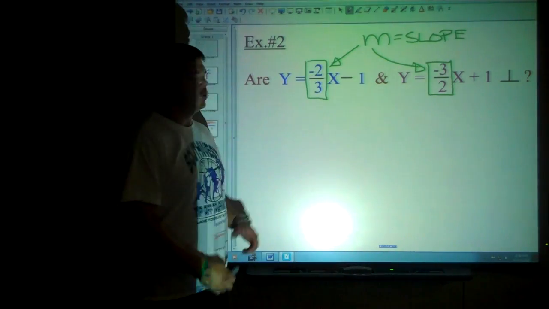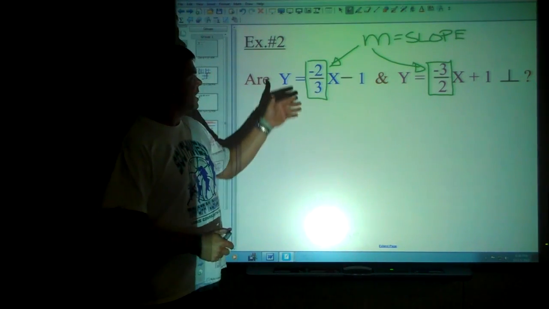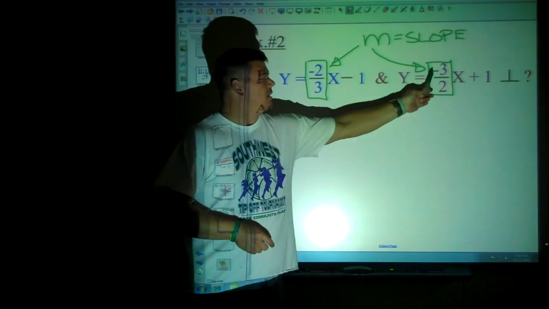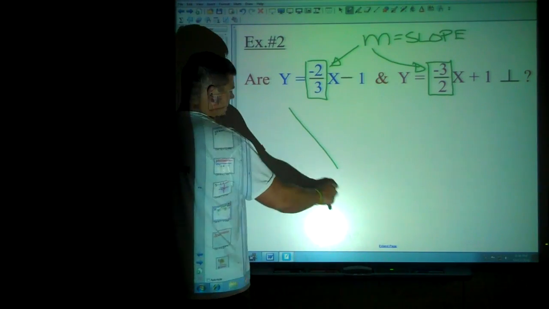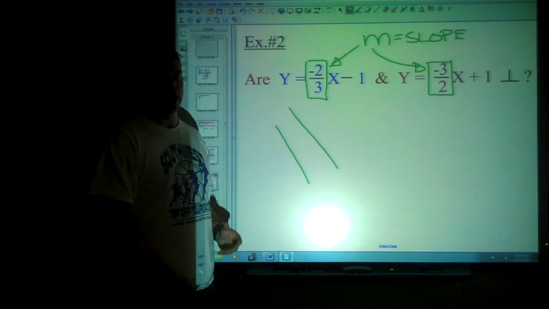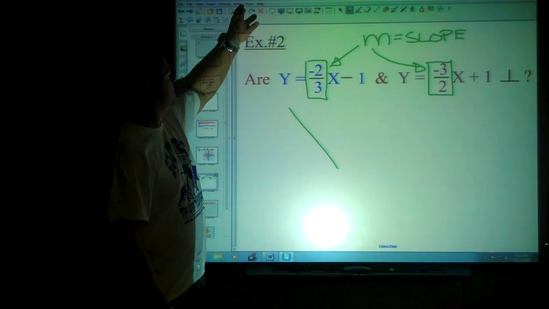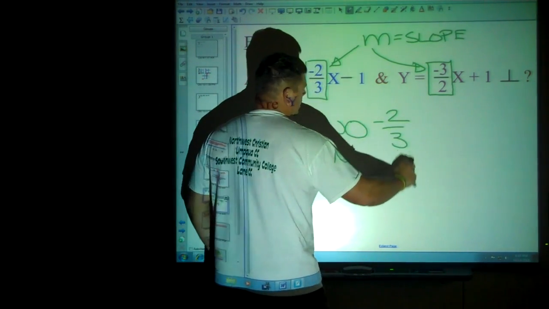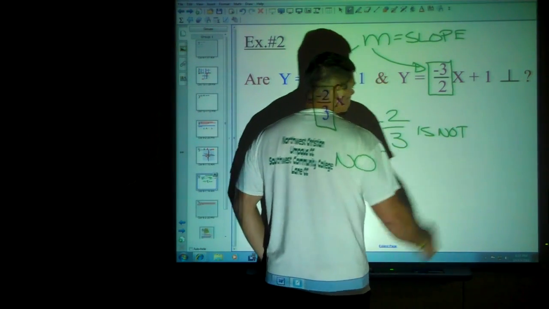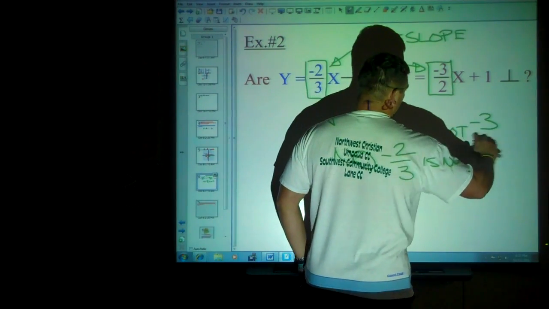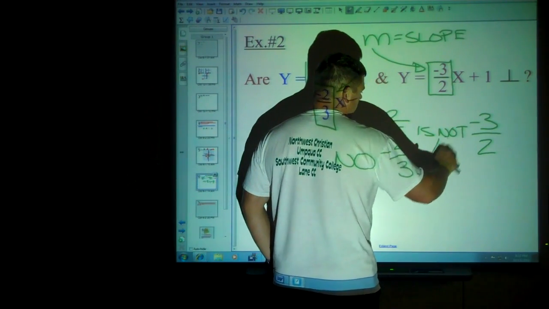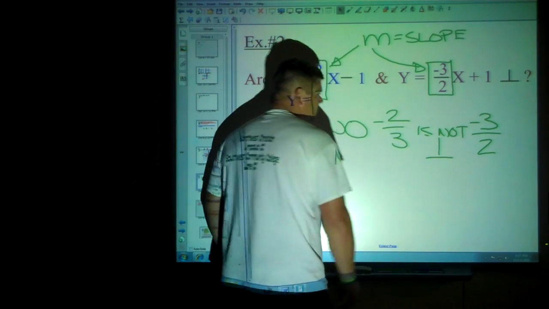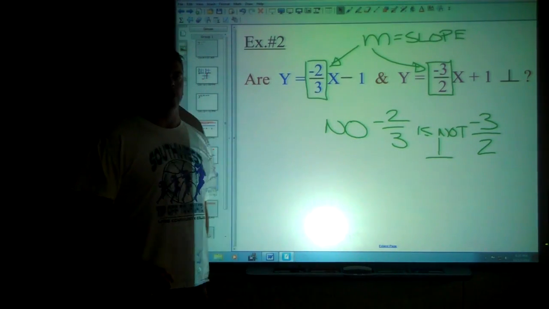So some people jump to the conclusion, they say, yeah, they are. They're perpendicular because that one's 2/3 and that one's 3/2. But look, they're both negative slopes, which means they both would be going down as you look at them from left to right. There's no way they can be coming together at a perpendicular line. So we would have to, once again, say no. Because -2/3 is not going to work with -3/2. All right? They're not perpendicular, not parallel, perpendicular. So be careful about that. You must pay attention to those signs.